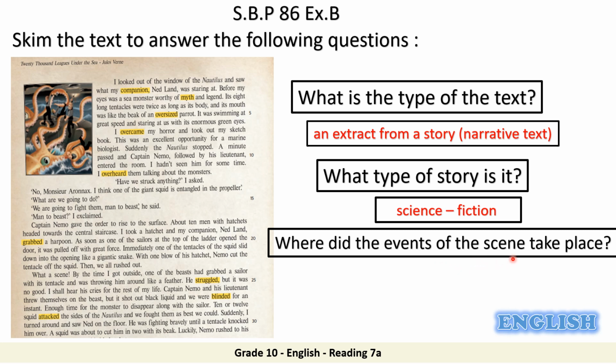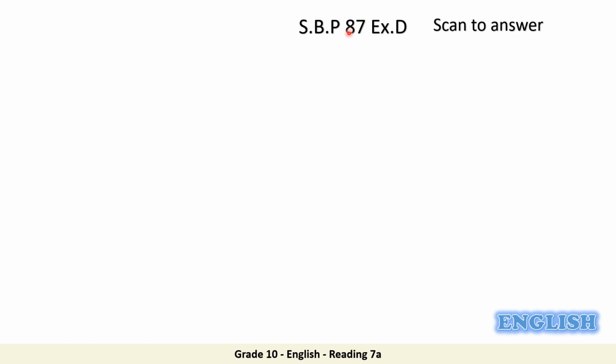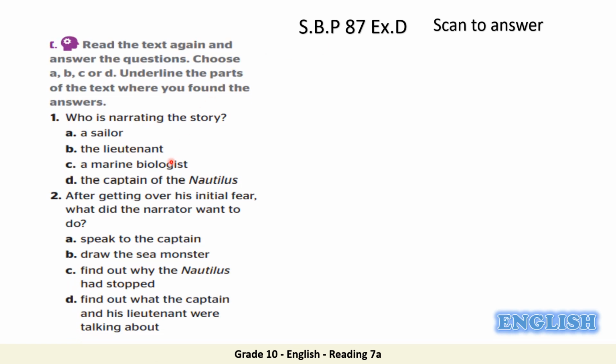Where did the events of the scene take place? You can know that even from the picture. That's correct. It took place in the sea on board of a submarine. And now let's go to your student book, page 87, exercise D. Scan to answer. Here you are going to read the text carefully to answer these questions. Choose A, B, C, or D. Underline the parts of the text where you found the answers. It means here that you are asked to underline the evidence that refers to the answer.